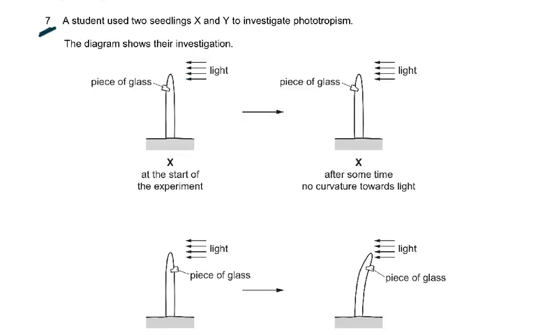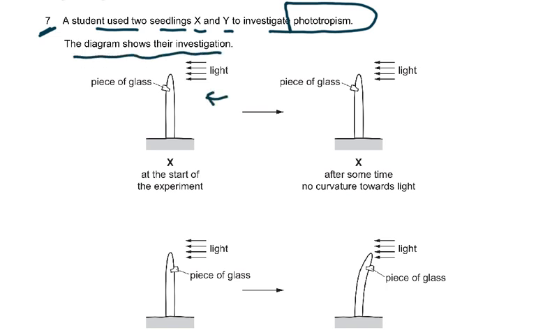Now coming to question number 7. A student used two seedlings X and Y to investigate phototropism. The diagram shows their investigation. So light is coming from this side, and all the light is coming from this side. Piece of glass at the start of the experiment. After some time, no curvature towards light.